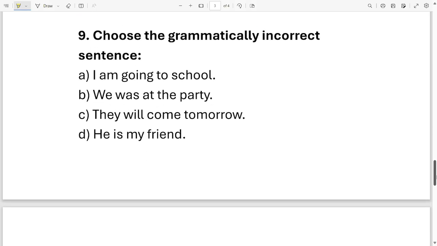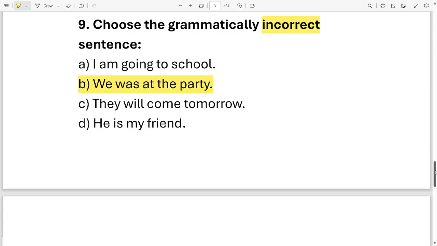Okay. Question number 9. Choose the grammatically incorrect sentence. Here it is incorrect. Okay. Options are: I am going to school. Next, we was at the party. Next, they will come tomorrow. And the last, he is my friend. These are the four sentences. Choose the incorrect sentence out of these four options. It is option B. We was at the party. This is the incorrect sentence. And I want you to mention in the comment section below what will be the correct sentence.